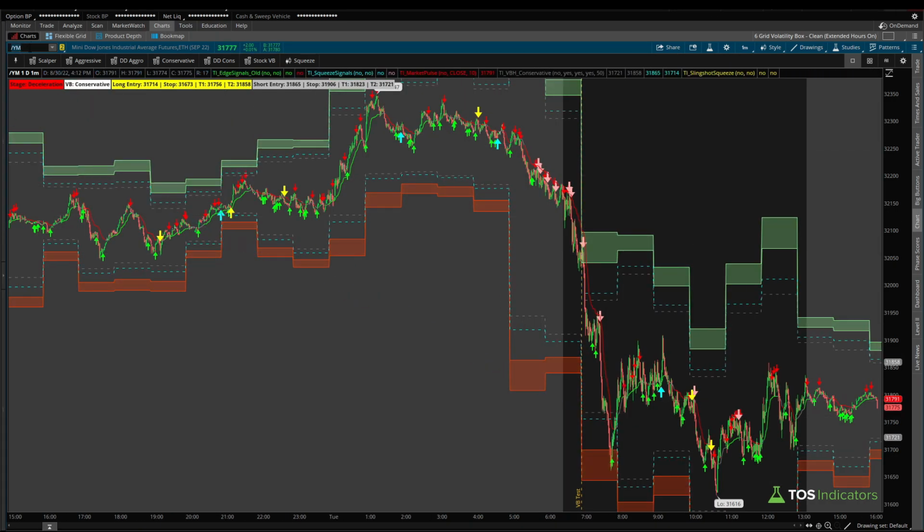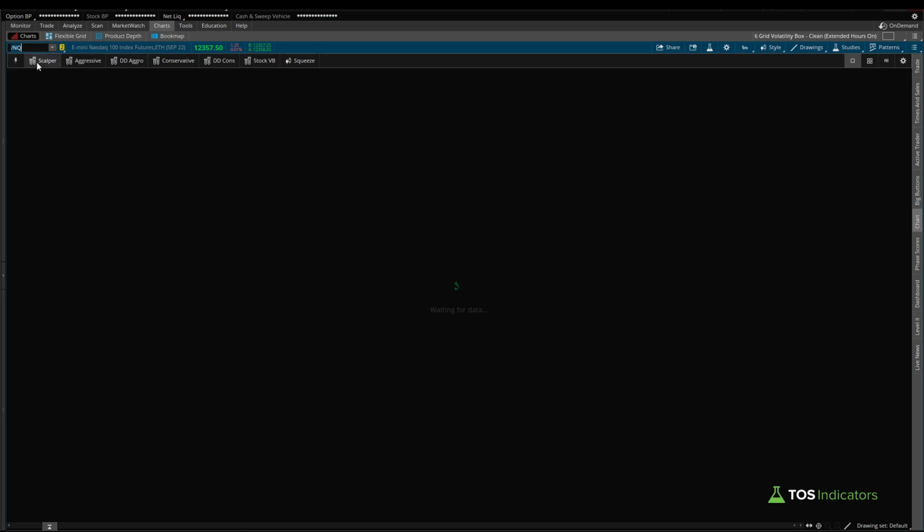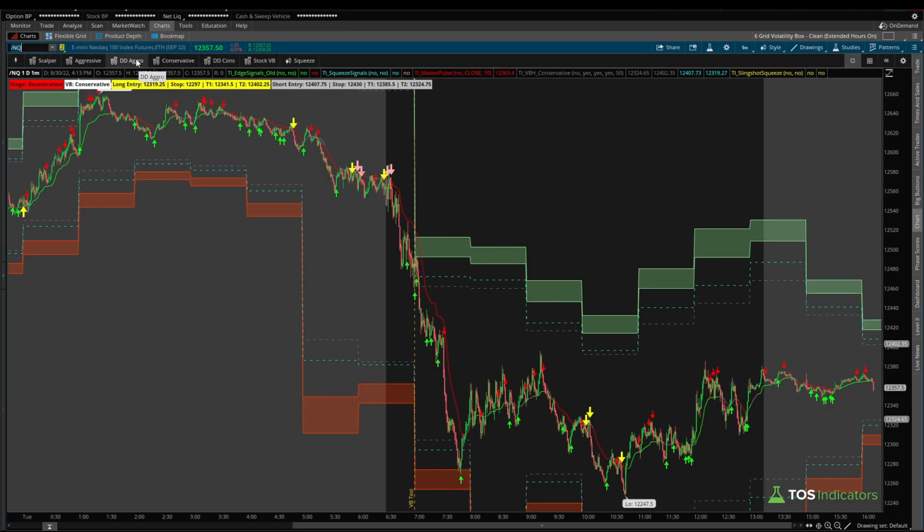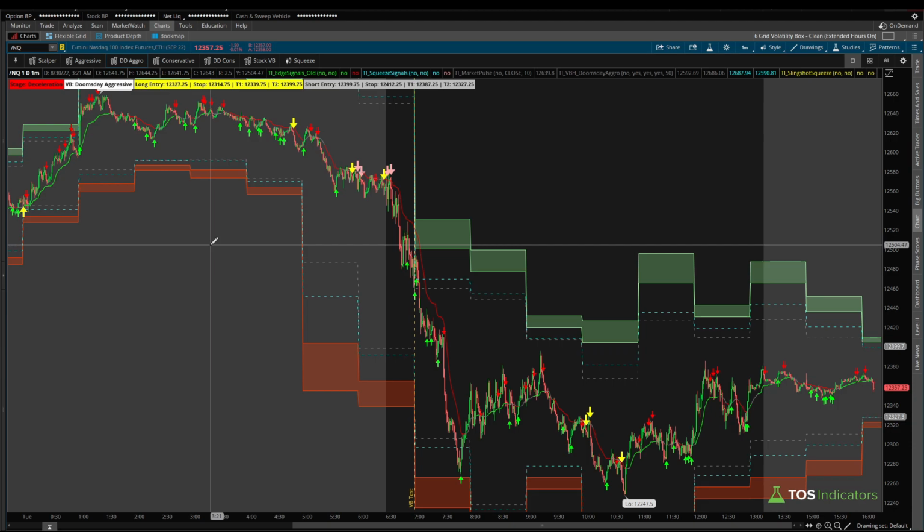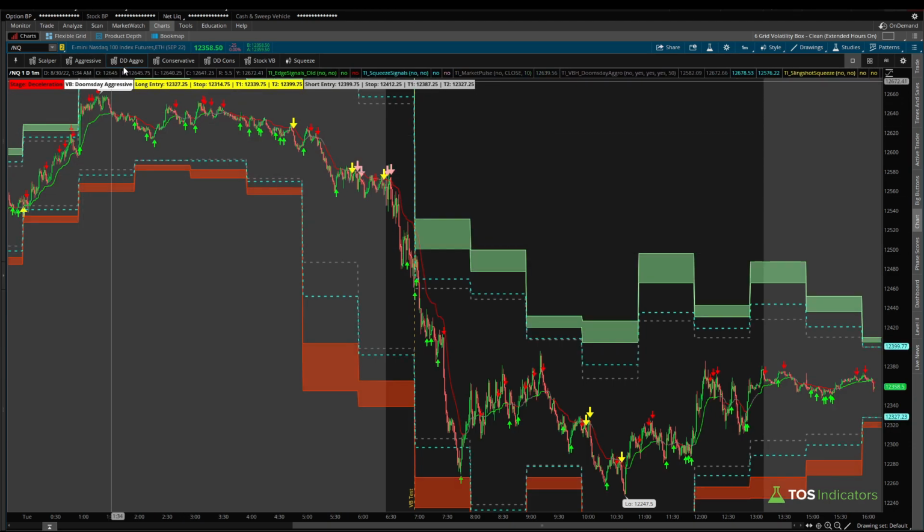Now we move on to the third market, the Nasdaq. The Nasdaq, again, a little bit less volatile compared to the S&P and the Dow. In the Nasdaq, we were on the doomsday aggressive models. There, the risk involved per trade was about 63 points per contract. That's from the cyan line to the outer edge of the clouds.